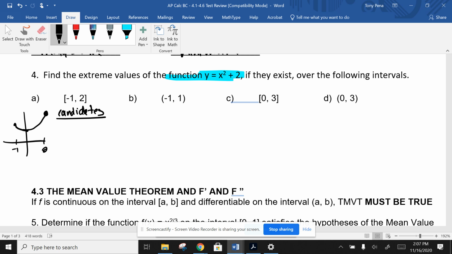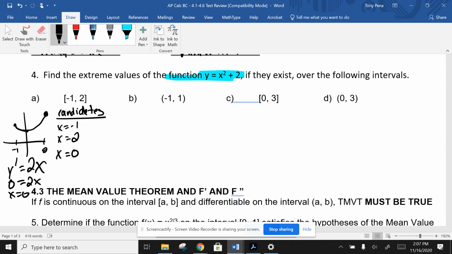On the quiz, a number of us didn't include the endpoints. So if you did go back and look at your quiz, that's one of the mistakes that some of us made. So those are definitely candidates. Some of us on that quiz just jumped right to the derivative. So if we took that derivative, so y prime equals 2x, you look to see if that's undefined anywhere. All right, it's not undefined anywhere, but we can still set that equal to 0. And when you solve that, the x value 0 is a candidate.